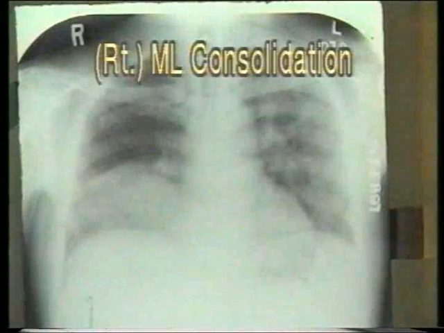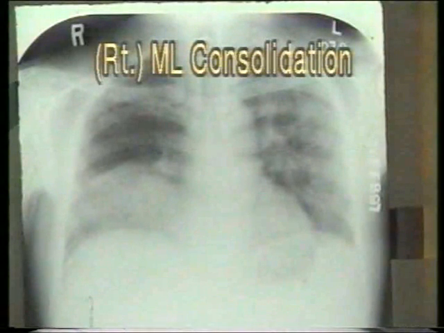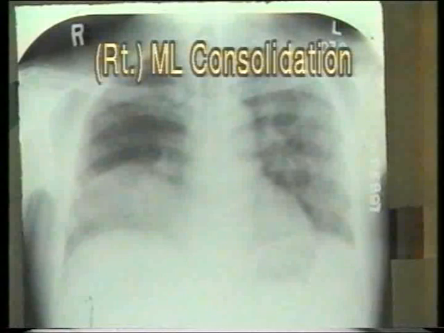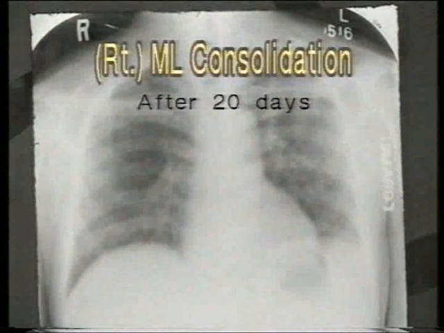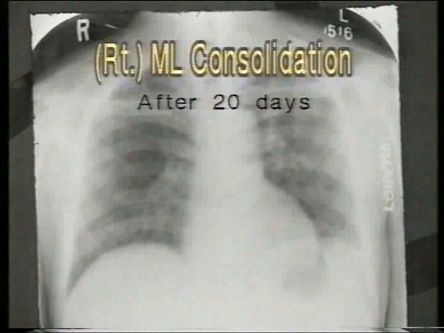In bacterial pneumonias, as the patient improves with treatment, the consolidation becomes progressively less opaque and resolves over 3 to 6 weeks. This X-ray shows a consolidation of right lower lobe, and the next X-ray, repeated after 20 days, shows a complete resolution. It is very important to repeat the X-ray every 1 or 2 weeks till complete resolution occurs.